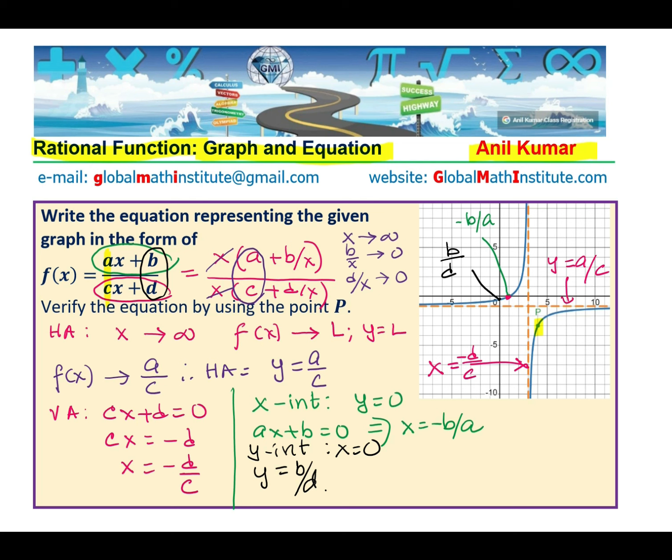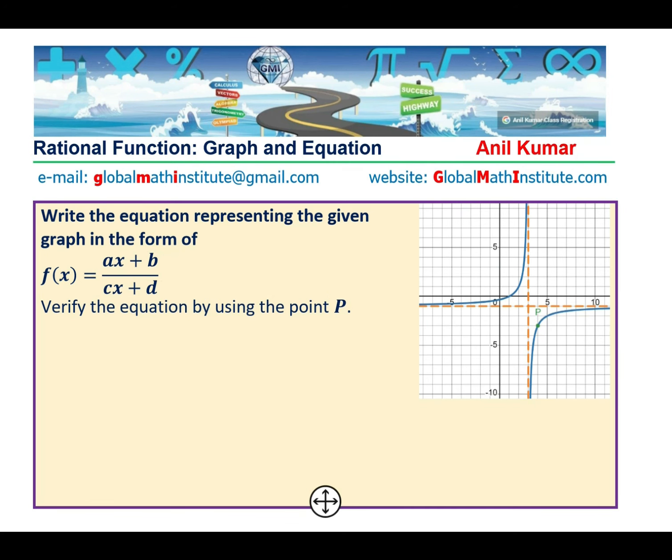You need to figure out a strategy to get the answer, and that comes with practice. So let's take up questions to practice. Here is the very first graph for you. I'll suggest going with the horizontal asymptote first. The horizontal asymptote, as you can see in this case, is y equals minus 1. It really means that a over c is minus 1. Is that clear to you?